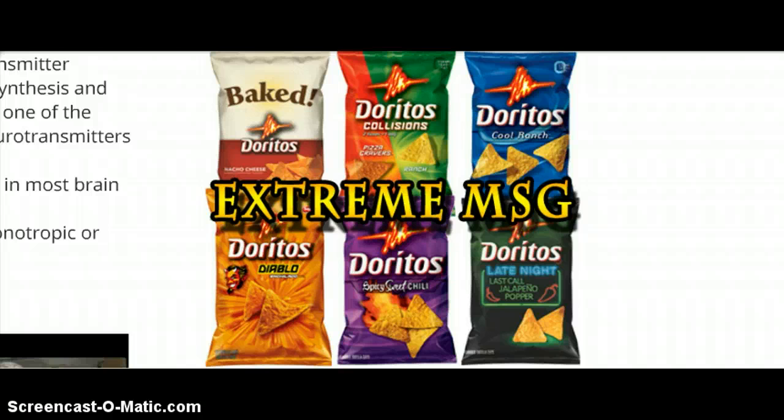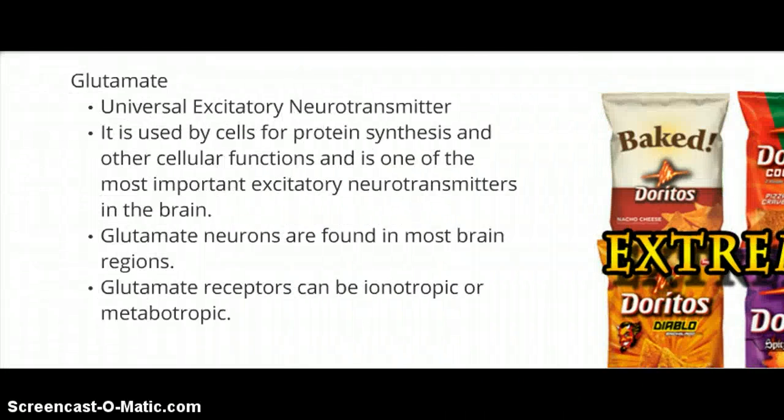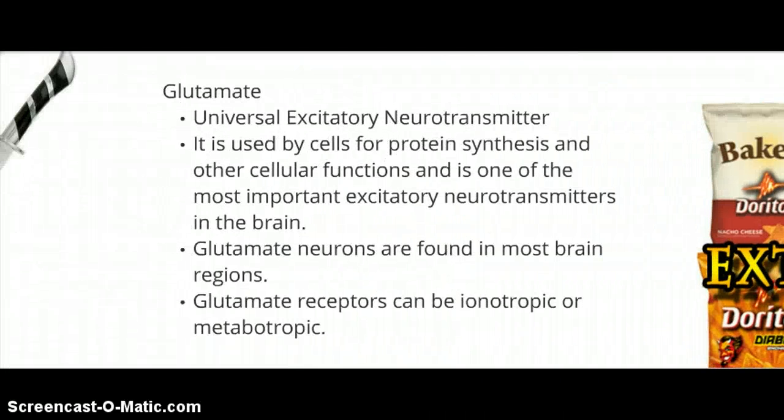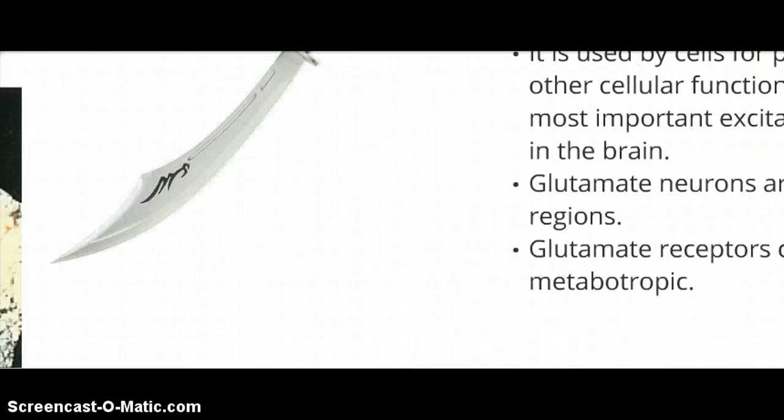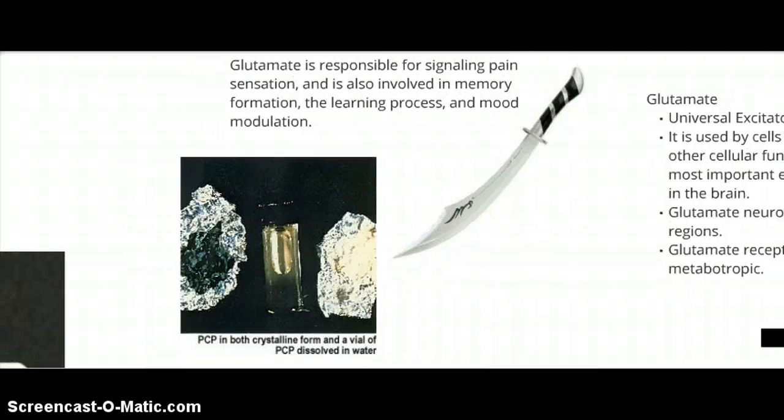MSG. What is extreme MSG? MSG is up there because that is monosodium glutamate. Glutamate is another neurotransmitter. That's a universal excitatory neurotransmitter. It's used for all different sorts of purposes, but drugs like PCP increase glutamate. There's PCP right there. PCP is responsible for signaling pain sensation. It's involved in memory formation, the learning process, and mood.